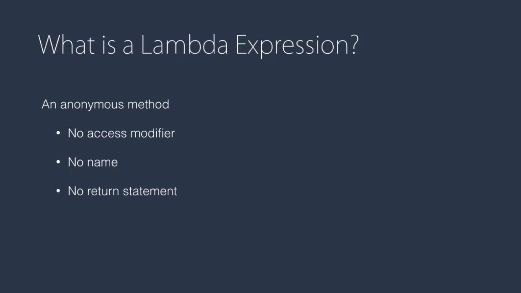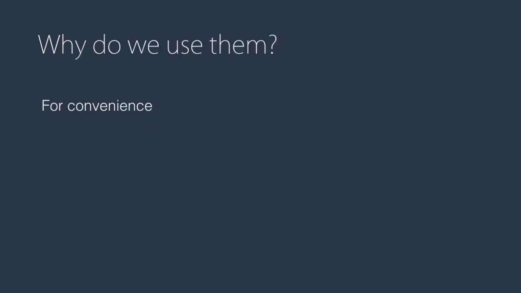A lambda expression is nothing but an anonymous method. That is a method that has no access modifier, like public or private, it has no name, and it has no return statement. Why do we use them? Why do we use anonymous methods? For convenience. We can write less code and achieve the same thing. Plus, our code would be more readable.